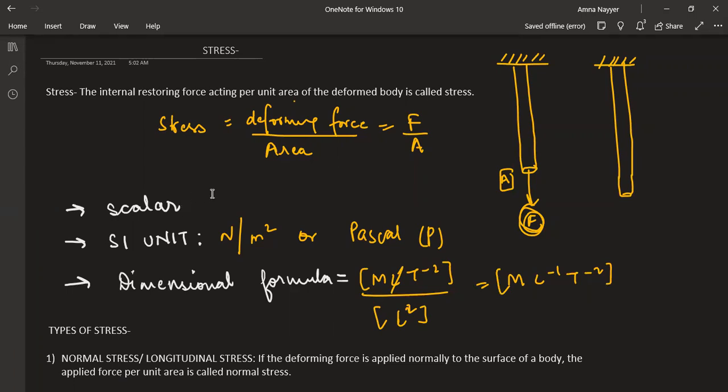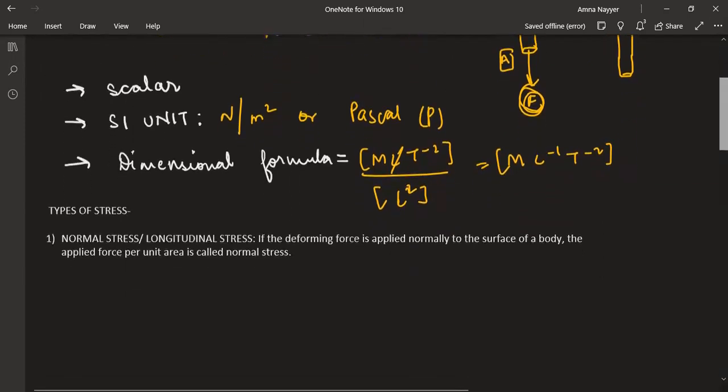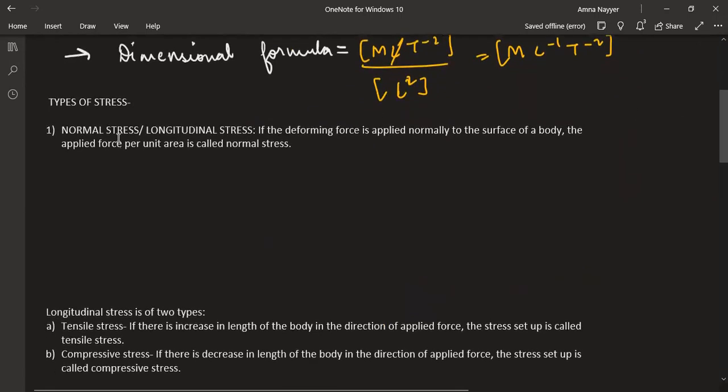Now see, what did we see? Deforming forces produce not only one type of deformation. There's a change in length, there's a change in volume, there's a change in shape. So if stress is applied, three types of stresses will also be there, as three types of deformations were there. First is known as normal stress, or it is also known as longitudinal stress. Both the names are the same, normal stress or longitudinal stress.